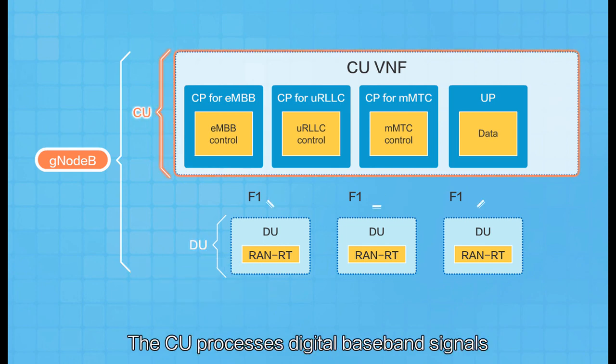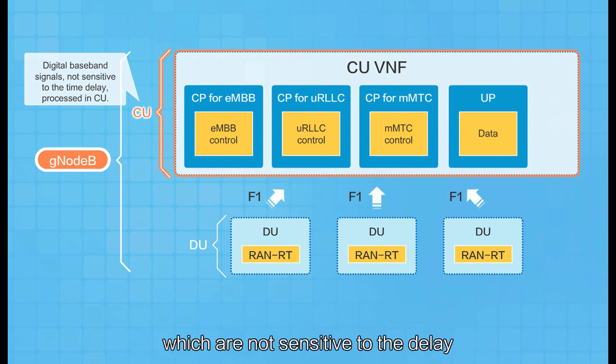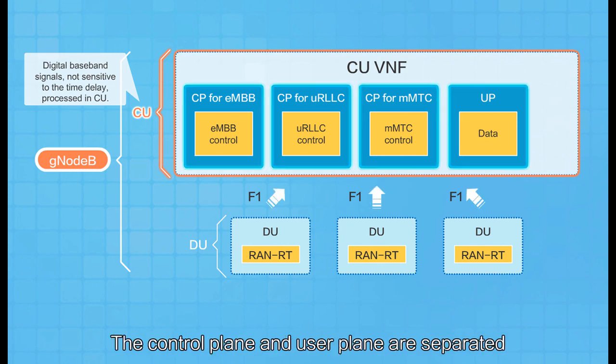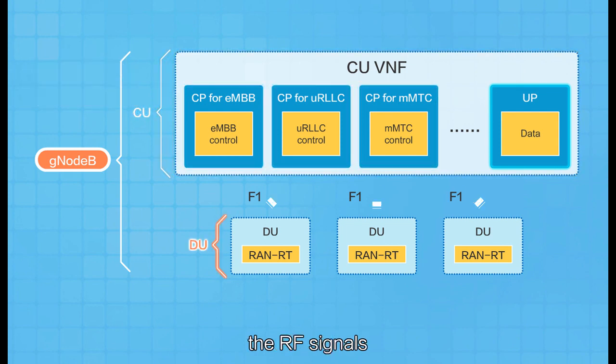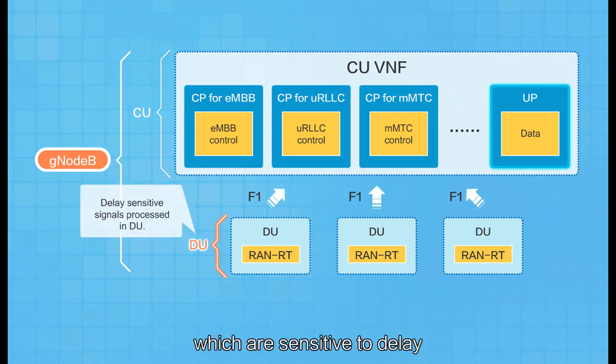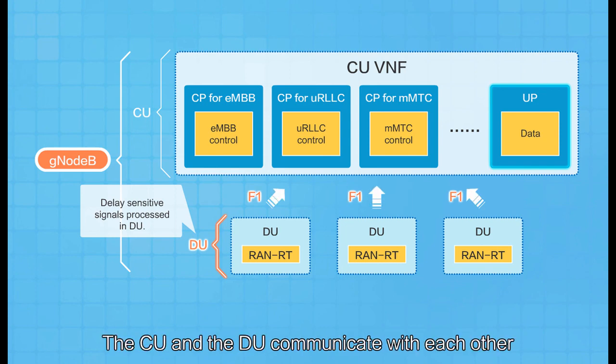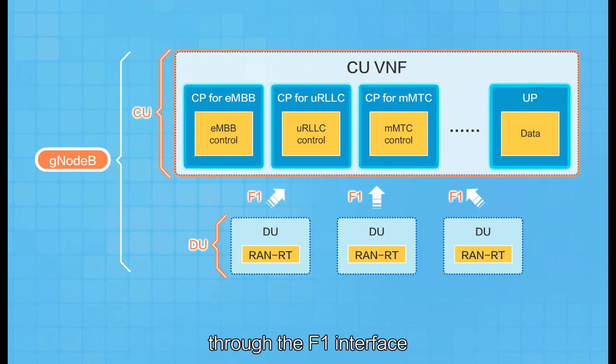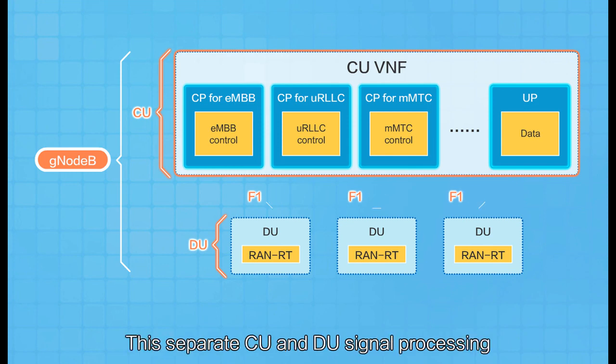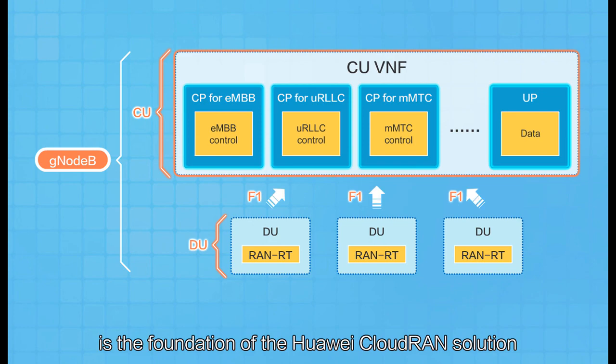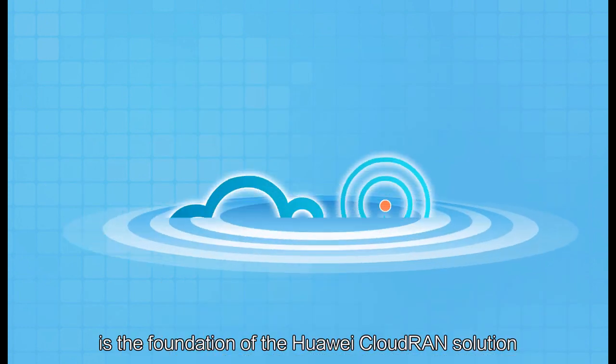The CU processes digital baseband signals, which are not sensitive to the delay, and cloudifies the signals on the CU. The control plane and user plane are separated. Meanwhile, the RF signals, which are sensitive to delay, are processed by the DU. The CU and the DU communicate with each other through the F1 interface. This separate CU and DU signal processing is the foundation of the Huawei Cloud RAN solution.